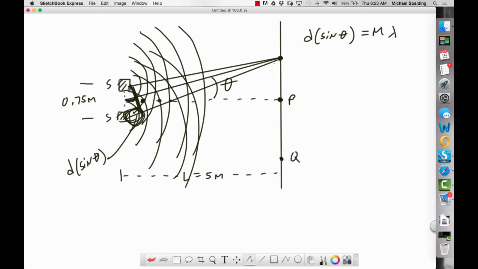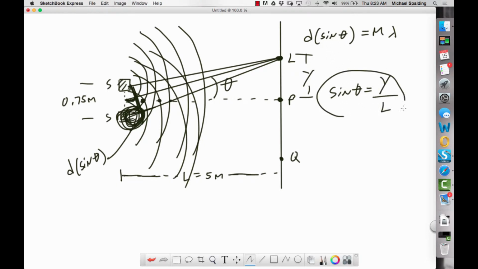To get constructive interference, for this to be a loud point, the extra distance traveled by this bottom ray has to be equal to a whole number multiple of the wavelength. Now, with the small angle approximation, we call this distance y, and L is this. So for small angles, sine theta equals y over L. Plug this in up there, and that gives us y equals lambda L over d times m. So we're going to be using this equation.